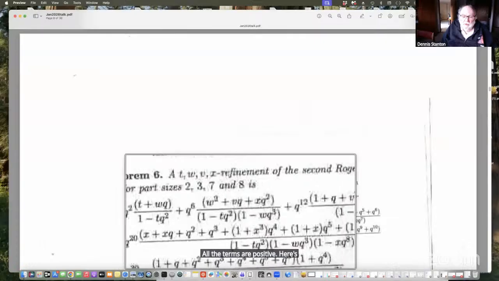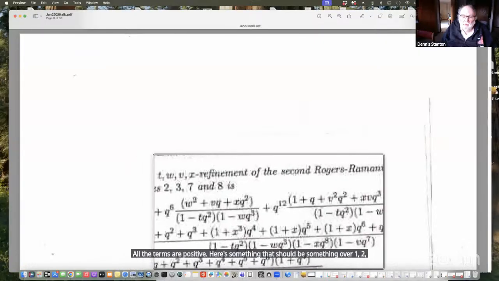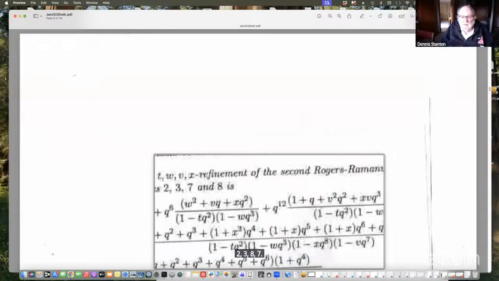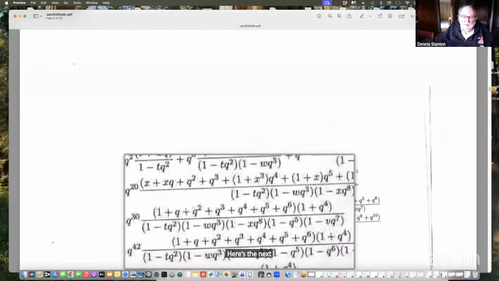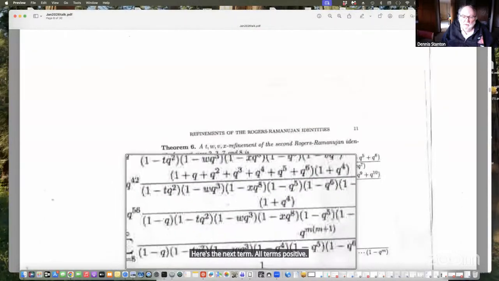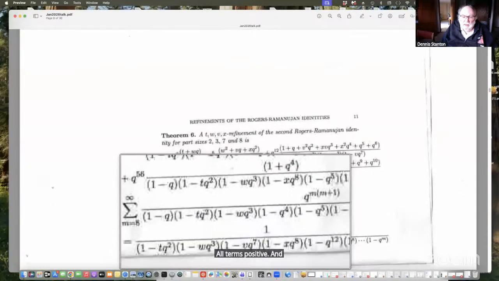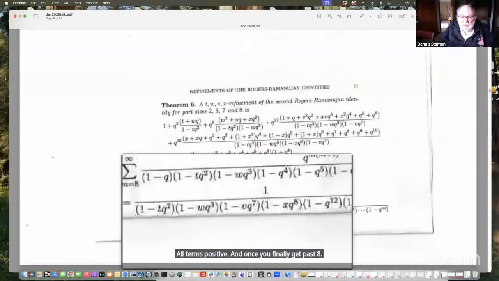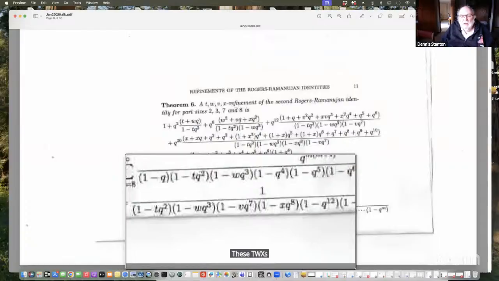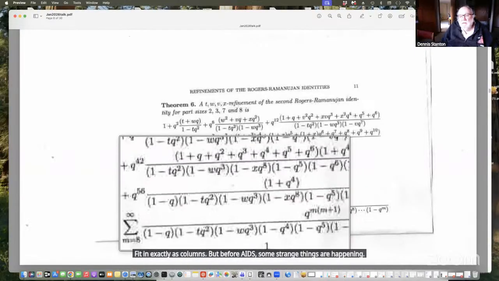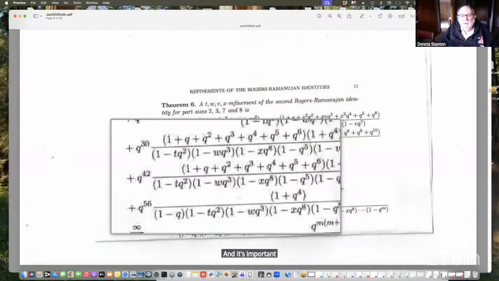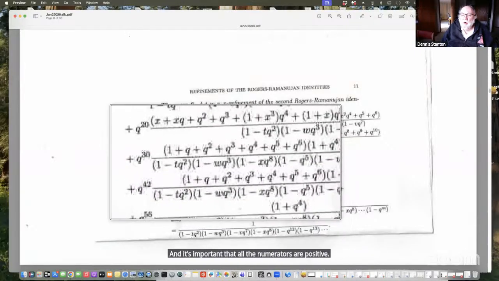Here's something that should be something over 1, 2, 3, 4. I have now 2, 3, 8, 7, with all terms positive. And here's the next term. All terms positive. And once you finally get past 8, these T, W, X's, and V's are exactly what you'd hope them to be. They fit in exactly as columns. But before 8, some strange things are happening. And it's important that all the numerators are positive. There's no cancellation.